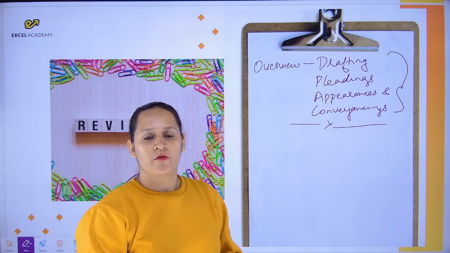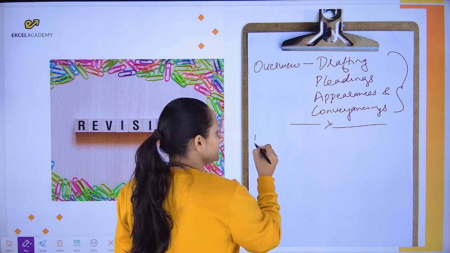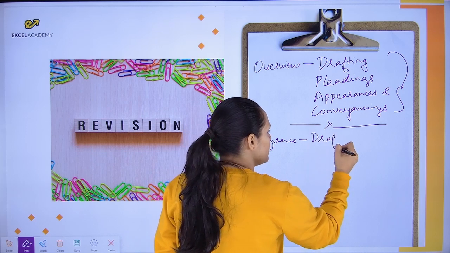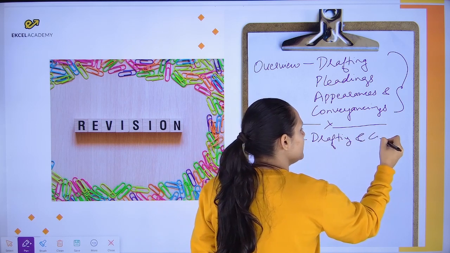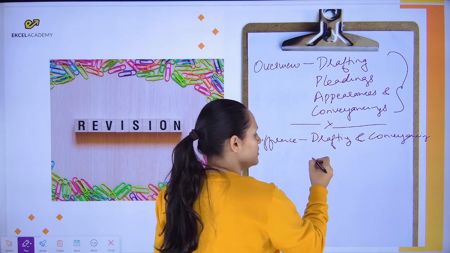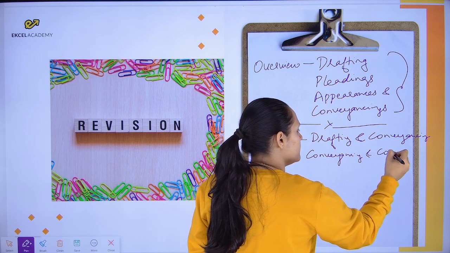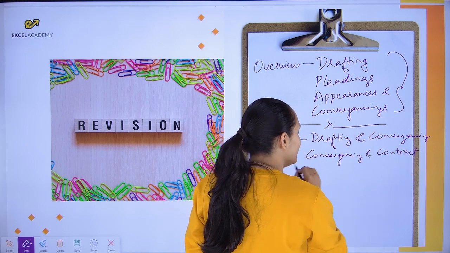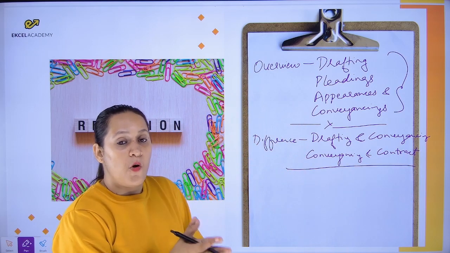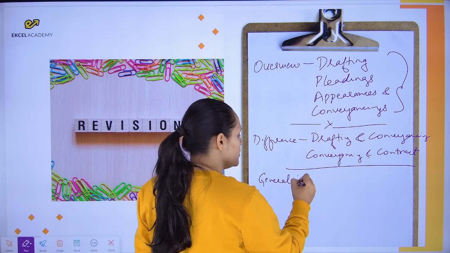Once we saw the overview and understood the foundation of the subject, we tried to establish certain differences between the terminologies, like what is drafting and the difference between conveyancing. Then we saw the difference between conveyancing and contract. Once these basic concepts were discussed, we went ahead and saw certain important points under lesson number 2, that is nothing but the general principles of drafting.